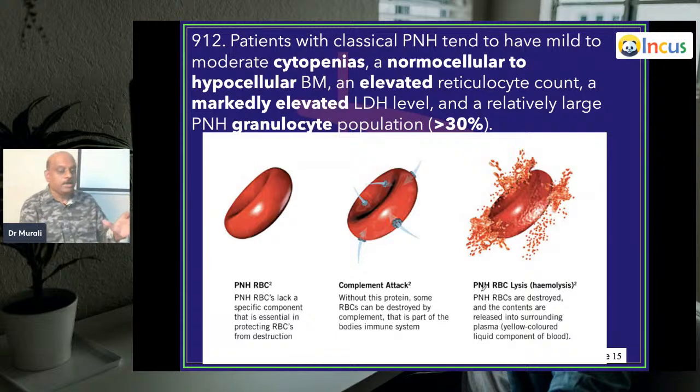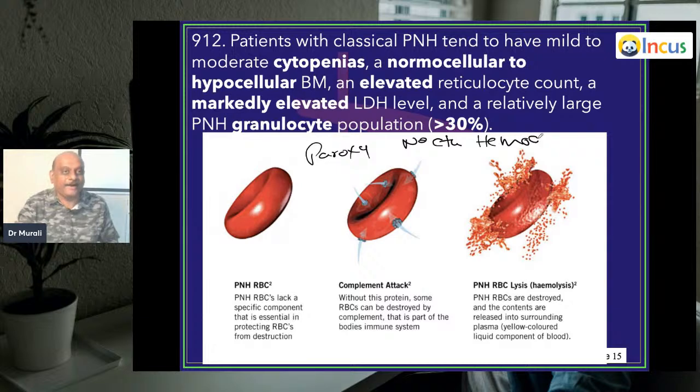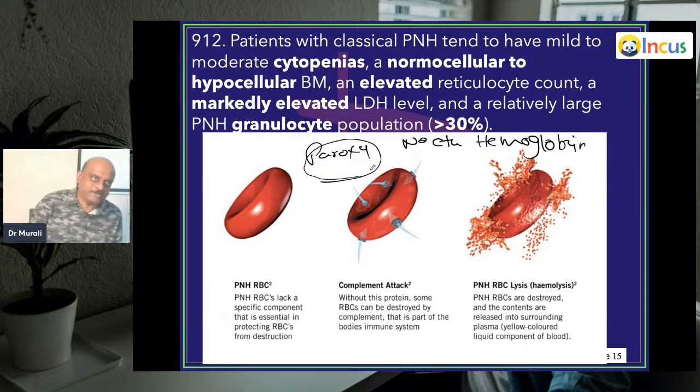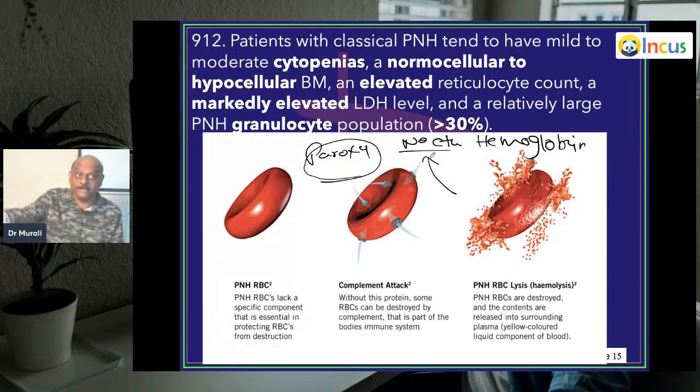Patients who have classical PNH. So what is meant by PNH? Paroxysmal nocturnal hemoglobinuria. Paroxysmal means it's not continuous. It only happens in episodes. Nocturnal, at night. Hemoglobinuria, the hemoglobin released from the broken RBC appears in the urine. Hemoglobinuria. Now the question comes.